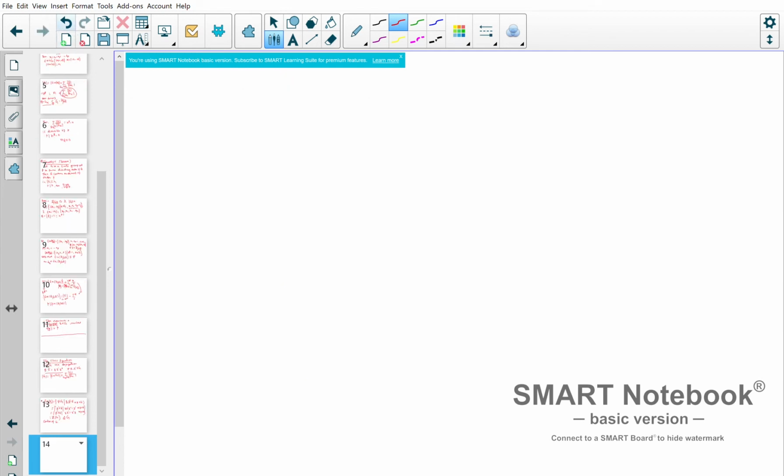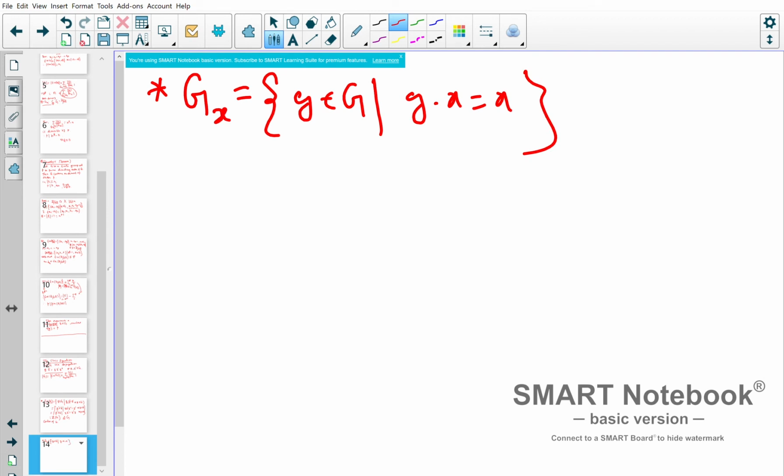Now let me ask another question. Given any x belonging to G, what about its stabilizer? How does the stabilizer look? The stabilizer, by definition, is all those g belonging to G which fix x, that is, g·x equal to x. This is the definition of the stabilizer of x. But what is the meaning of this action? This means g x g inverse equal to x, right?